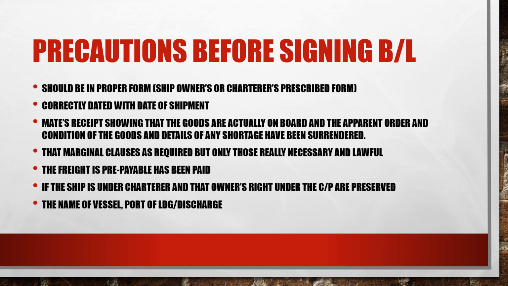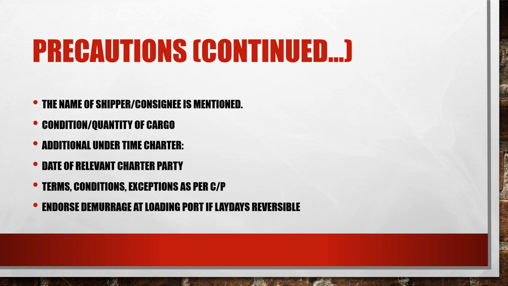Bills of lading should also declare that the freight is prepayable and has been paid, and if the ship is under charter, that the owner's rights under the charter party are preserved. The name of the vessel, port of loading and discharge should also be mentioned in the bill of lading before you sign. The name of the shipper and consignee should also be mentioned, along with the condition and quantity of cargo. Additionally, under the time charter, the date of the relevant charter party, terms, conditions and exceptions as per the charter party, and endorsement of demurrage at the loading port if laid as a reversible should also be included in the bill of lading.